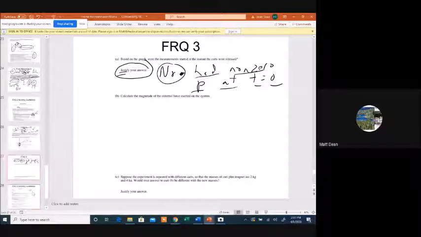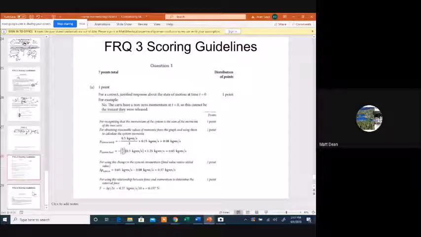Let's go to the scoring guidelines and look for a second. So here's part A. Just 1 point for saying no, and again, talking about t equals 0. No, the carts had non-zero momentum at t equals 0. Now, this is part B right here. Let's go ahead and look at part B.